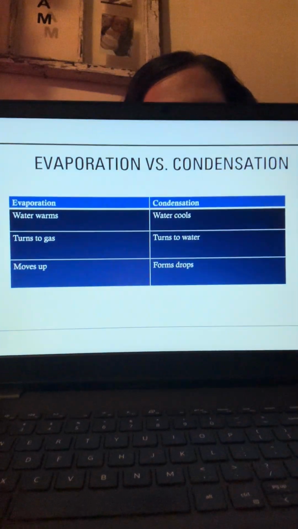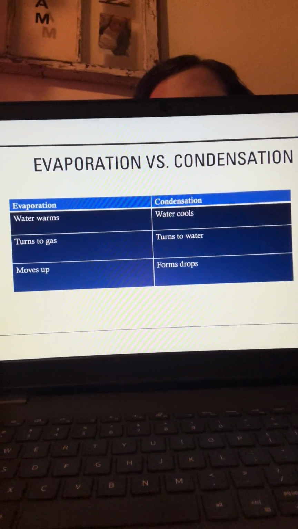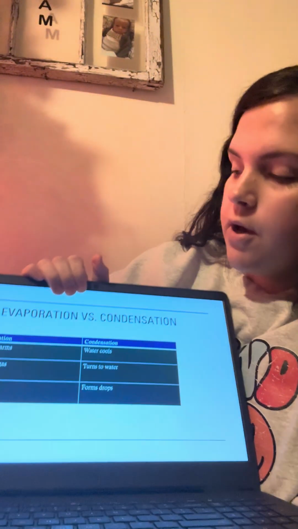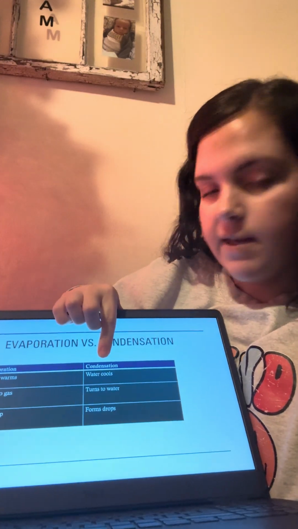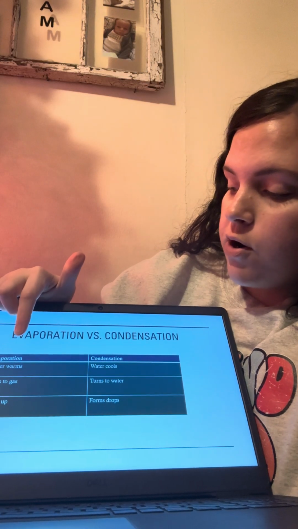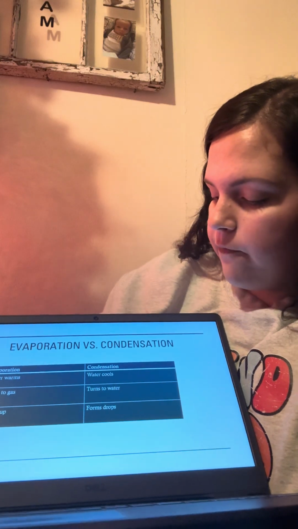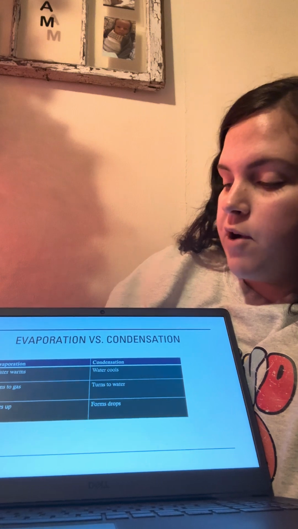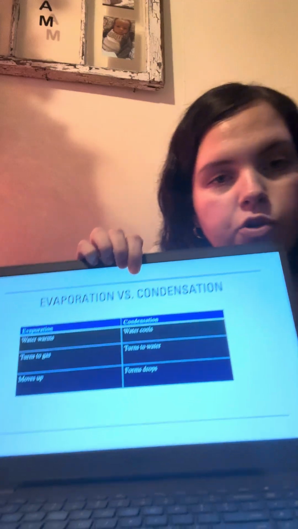All right, this slide is going to compare how evaporation and condensation are different. So, in evaporation, water warms, and in condensation, water cools. In evaporation, the water turns to a gas, and in condensation, the vapor turns to water. In evaporation, remember the water moves up, and in condensation, it forms water drops.